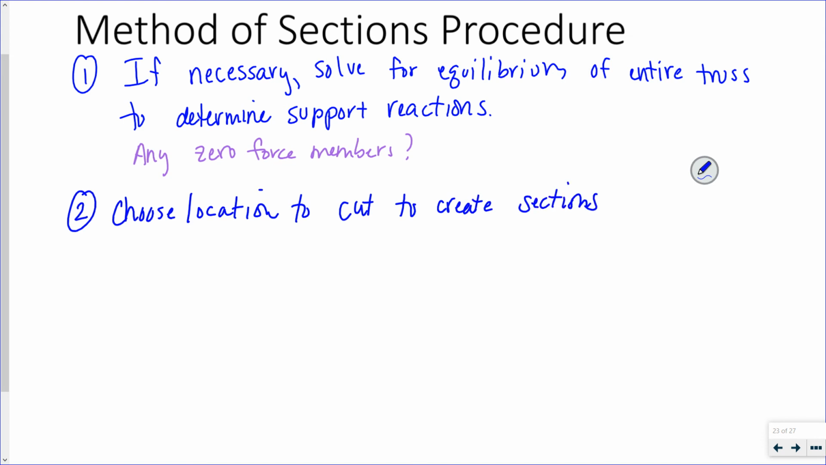Now, the method of sections is especially useful for determining member forces a little more efficiently than the method of joints. Maybe you could figure out your support reactions globally, but then locally, if you need to know the member forces, you can use the method of sections. So I'm going to choose a location to cut, and draw a free body diagram of a section.